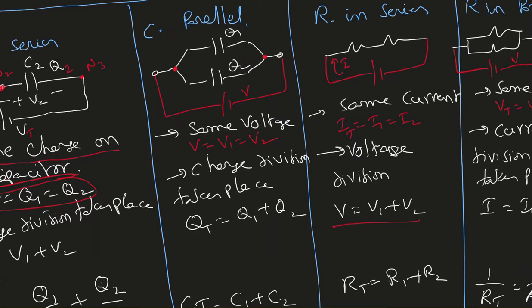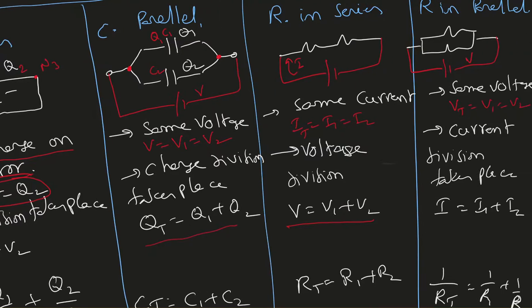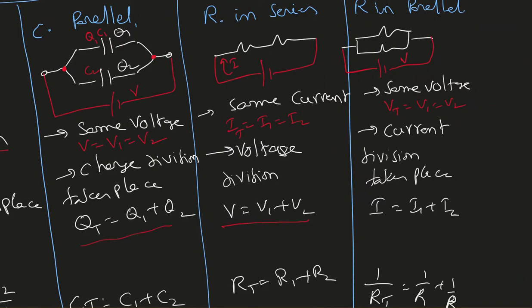Whereas for parallel capacitors, charge division takes place. So if the source supplies Q total, Q1 is going to appear across C1 and Q2 is going to appear across C2. So Q total equal to Q1 plus Q2. The same thing happens in parallel resistors, but instead of Q, we call this current. Current is going to divide. Is it going to divide equally? No, it's going to divide based on the resistance value. We already know the current division rule. Based on that, you can find the current through each resistor.